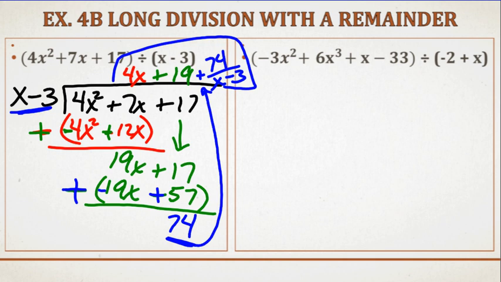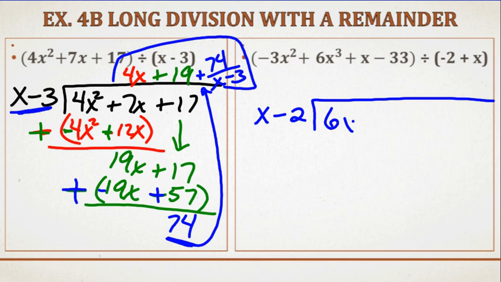I'm going to have you do this next problem yourself, but the only thing I want you to remember is I need to rewrite this one as x minus 2 divided by, and I need to write the polynomial in degree order. So 6x cubed minus 3x squared plus x minus 33. So you can solve that one yourself.